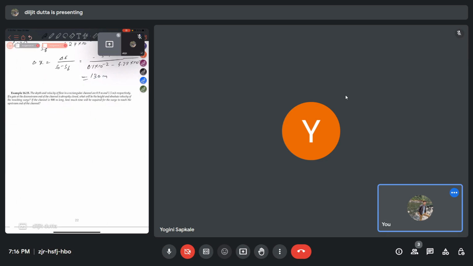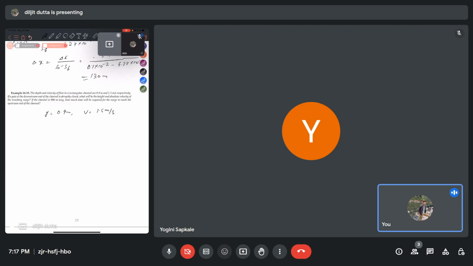Okay, so what is given in this question? The depth and velocity of flow in a rectangular channel are 0.9 meter and 1.5 meter per second. Y is given as 0.9 meter, V is 1.5 meter per second. If the gate at the downstream end of the channel is abruptly closed, what will be the height and absolute velocity of the resulting surge? And if the channel is 900 meter long, how much time will be required for the surge to reach the upstream end of the channel?